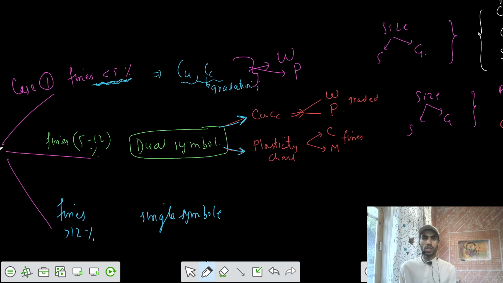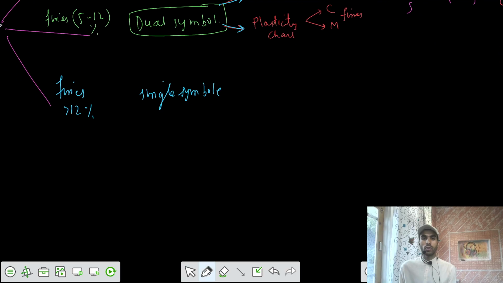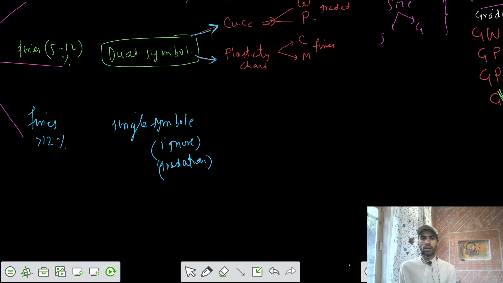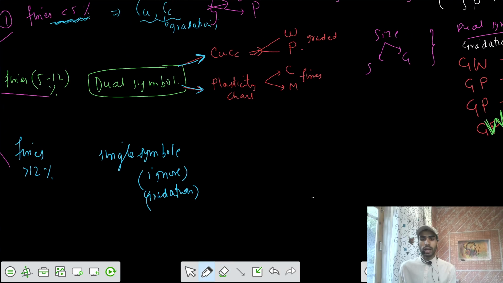So in the initial case, we have to ignore the plasticity chart. That means we have to ignore fines. Ignore the fines, that means ignore the plasticity chart. And in the third one, we have to ignore Cu and Cc, that is the gradation. Ignore gradation. We can write it in short. This is not mentioned, but we can have that perspective. Ignore the gradation here, so based on that, I can calculate.